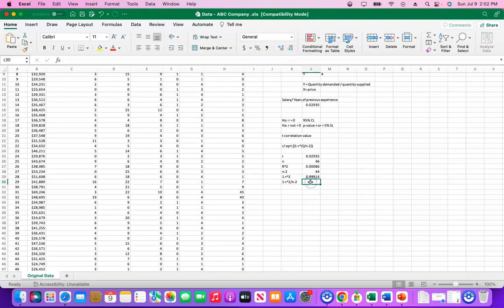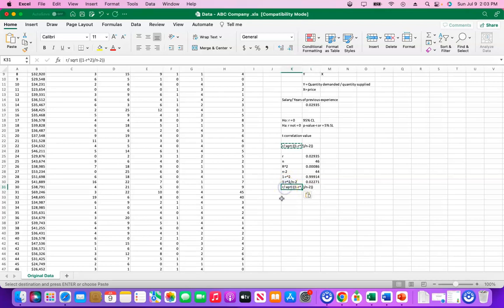So in this case, we know 1 minus r squared divided by n minus 2, it is this one. So I'm going to put equal sign, click on this, and divide by n minus 2. And that's the answer. We have 0.02271. So we need to find the square root of this.